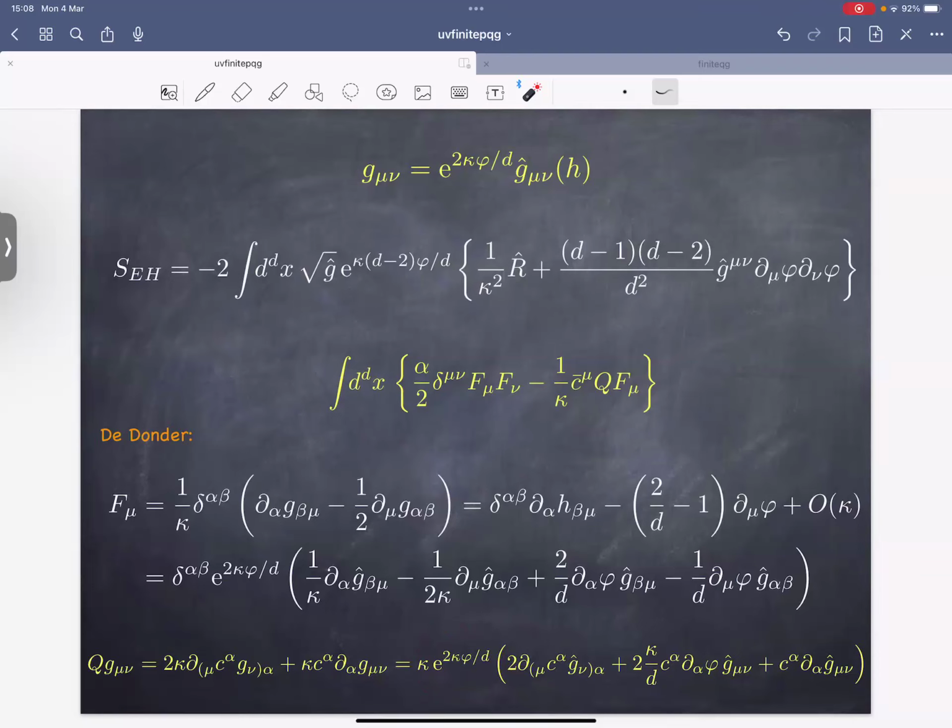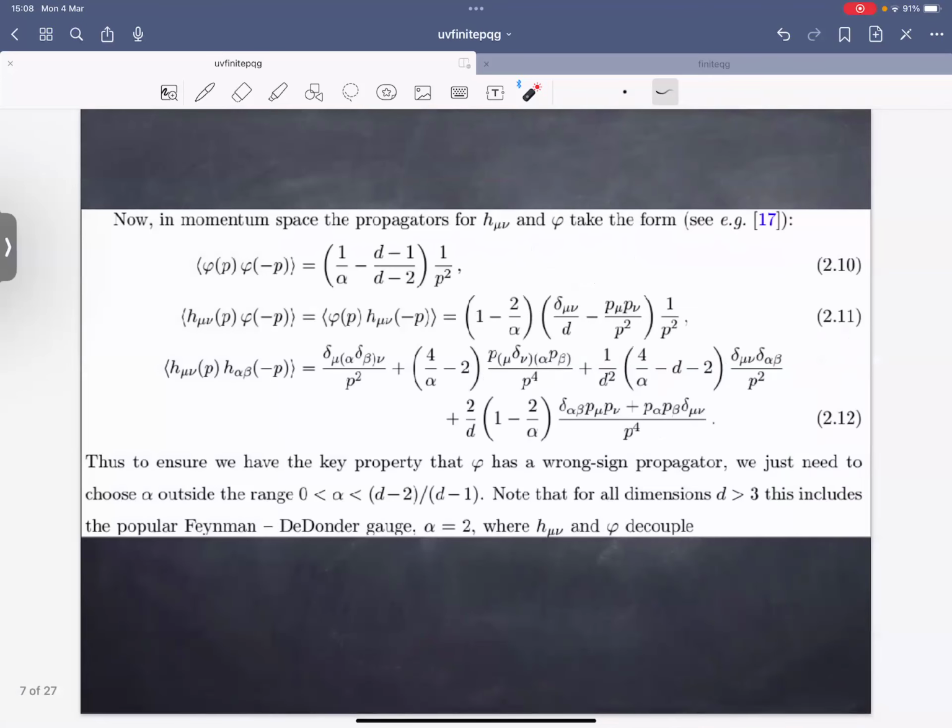So putting those bits together, these interactions, which take into account the gauge fixing and the ghosts, also have this positive exponential. Well, now we can answer the question about whether phi propagates with the wrong sign. And the answer is, it does for certain gauges. So this is what the phi propagator looks like in momentum space. And so providing you choose gauge alpha, which is outside this finite range, then phi propagates with the wrong sign. It propagates with a minus sign here, this bit being larger than this.